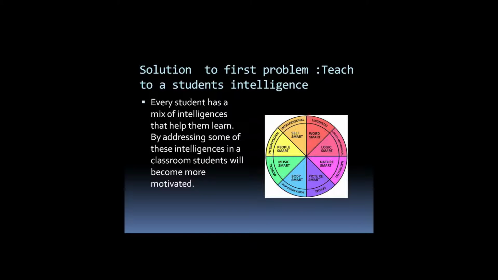The idea of multiple intelligences comes from Howard Gardner, who created the multiple intelligence theory. There are 8 intelligences, Gardner says. Each one of them is on this slide, and every single person has a mix of these different intelligences.